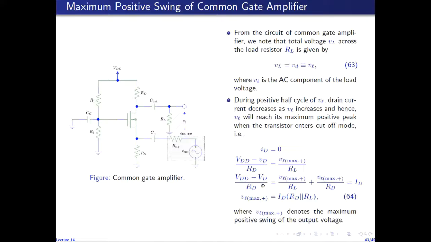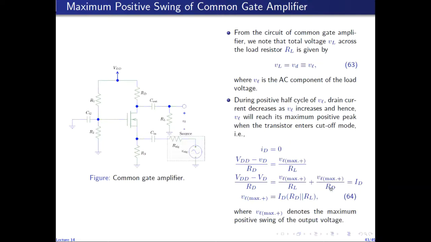So VD has a DC component, capital VD, and an AC component, which is equal to the load voltage. So we take it to the other side. So this is the contribution due to the AC component of the drain voltage. The AC component of drain voltage is the load voltage, and under this condition we denote it by VL maximum positive. So we take it to the other side, it becomes positive, and we realize that this term is the DC drain current. So at DC, when there is no capacitor, the current through RD is the same as the drain current. So current through RD is VDD minus DC voltage VD over RD. So this is the current through RD at DC, which is the DC component of the drain current.